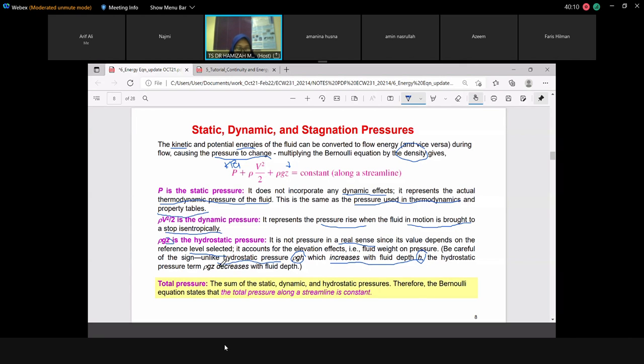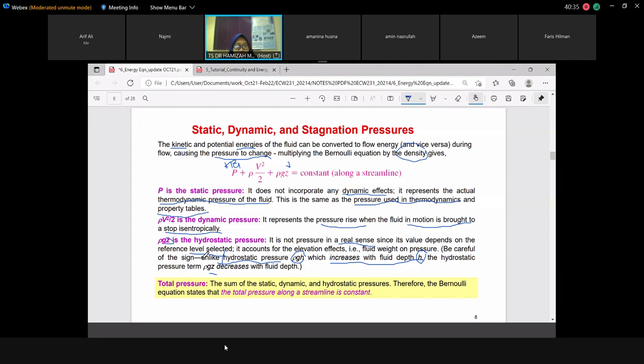So the concept is the same. So rho g Z represents potential energy, which is also the same as hydrostatic pressure. Only in terms of hydrostatic pressure, we do not write rho g h. We change the depth into Z as elevation.